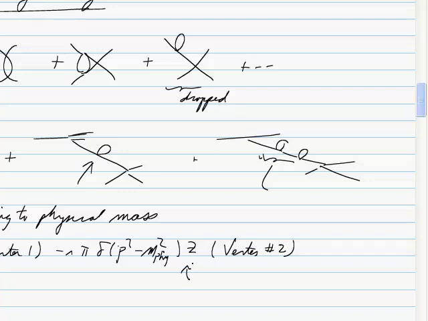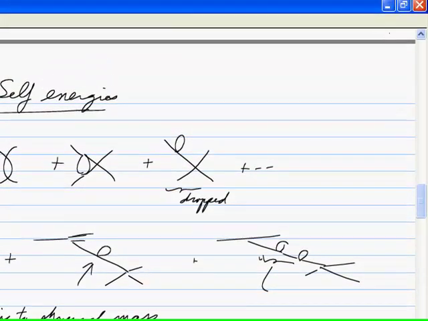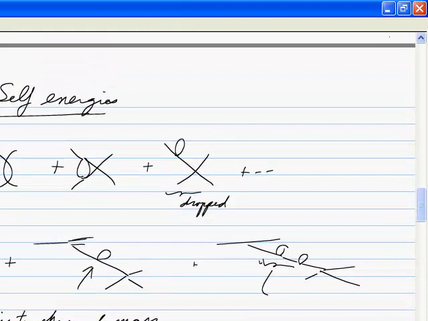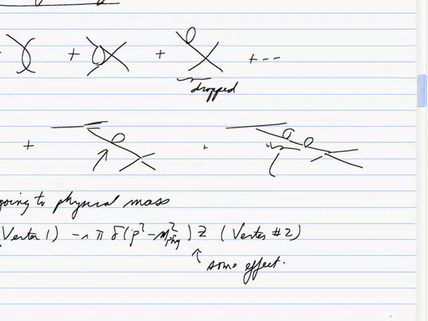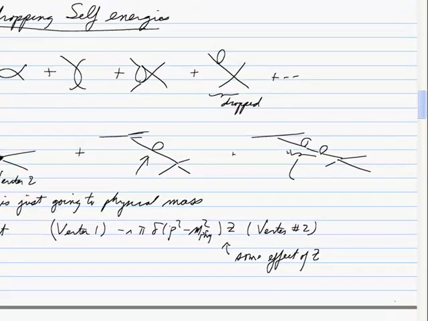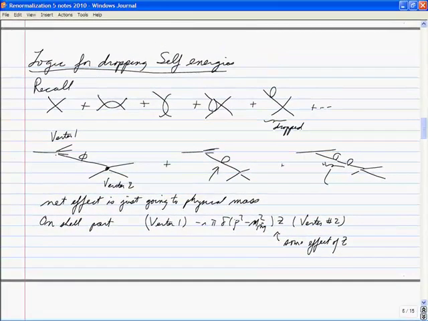So the point is that it's not enough just to do the factor of going to the physical point. There's also some effect of z. And so when I do the technical part, you'll have to follow that also. So it's not enough to just drop them. You have to plug in z's in various places.